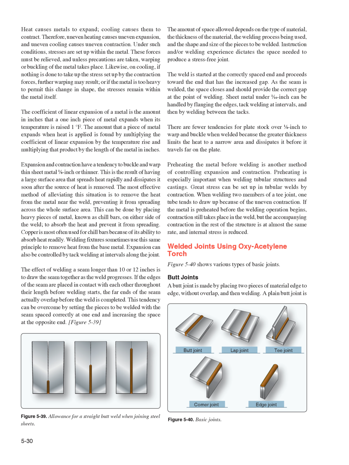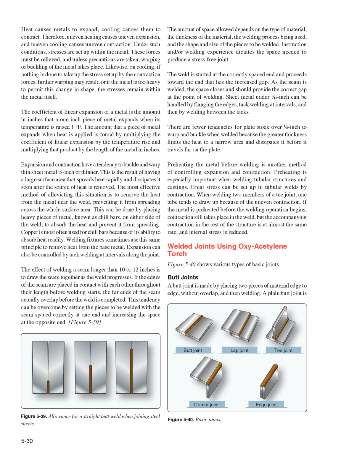Likewise, on cooling, if nothing is done to take up the stress set up by the contraction forces, further warping may result, or if the metal is too heavy to permit this change in shape, the stresses remain within the metal itself. The coefficient of linear expansion of a metal is the amount in inches that a 1-inch piece of metal expands when its temperature is raised 1 degree Fahrenheit. The amount that a piece of metal expands when heat is applied is found by multiplying the coefficient of linear expansion by the temperature rise and multiplying that product by the length of the metal in inches.